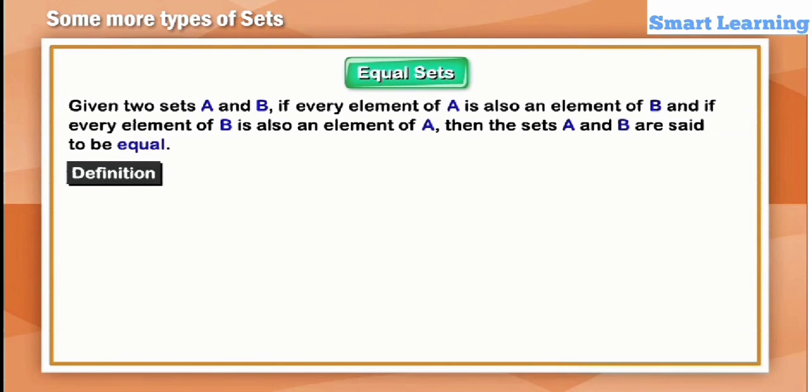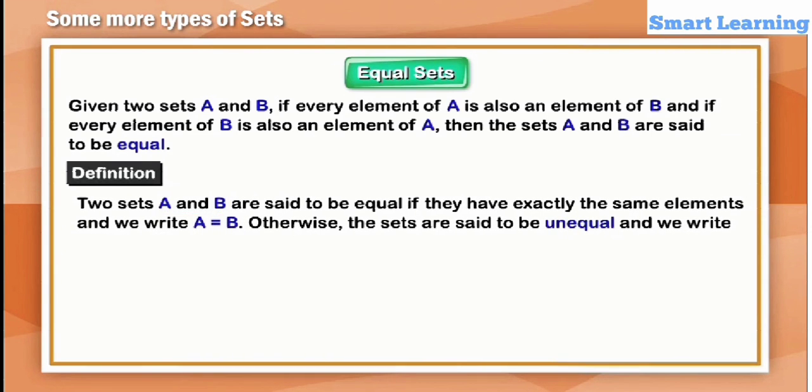Let's define equal sets. Two sets A and B are said to be equal if they have exactly the same elements, and we write A is equal to B. Otherwise, the sets are said to be unequal and we write A not equal to B.